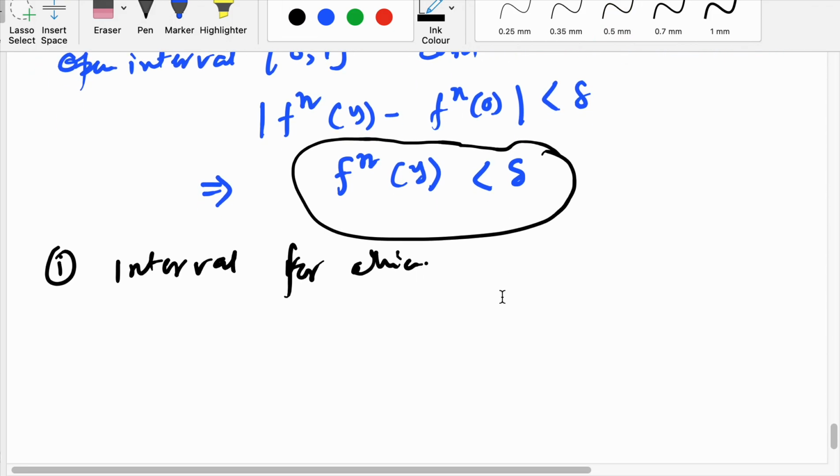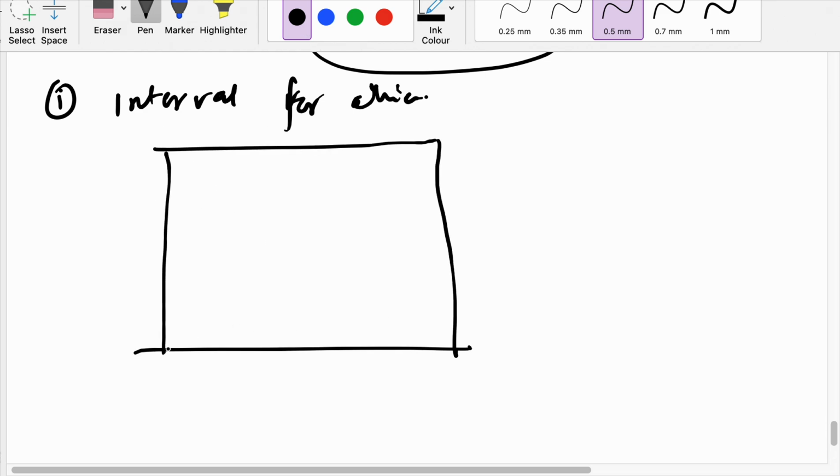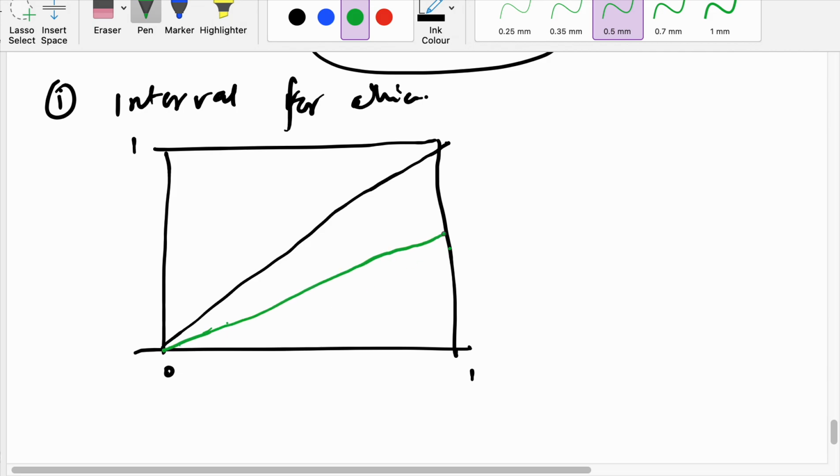Now if I draw these curves, suppose this is 0 to 1, this is 0 to 1. So this is the y equal to x line. This will be the line, suppose here is half, so this will be half, maybe this will be f. Now what will be the f squared? So let's find out. So f is half x.